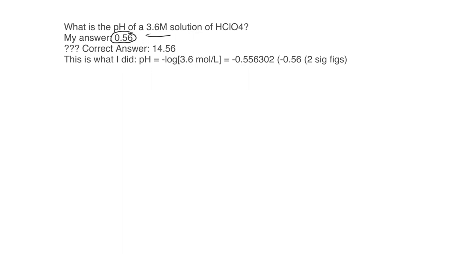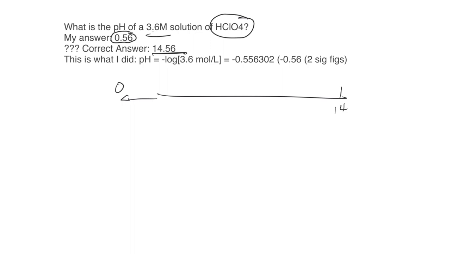Yeah, if you have an acidic solution, very acidic solutions would be closer to 0 than 14. So there must be something wrong with the answer to the question. Because if it's a very acidic solution like perchloric acid, 0.56 is a much better pH than 14. This would be very basic. So I think you're right.